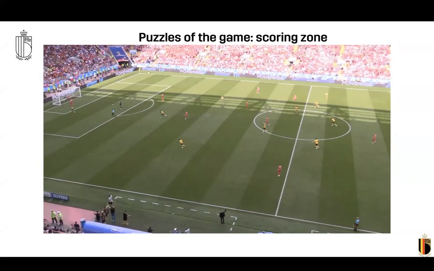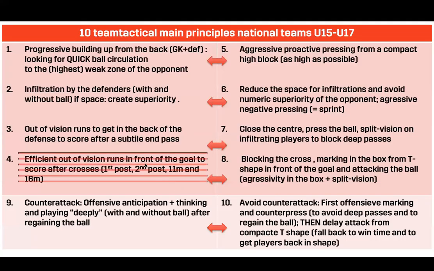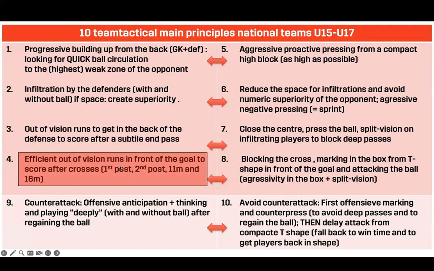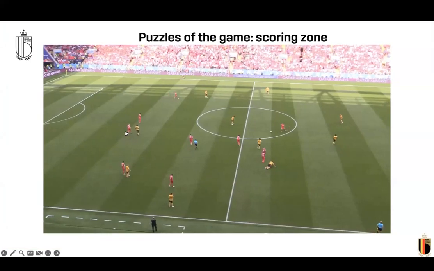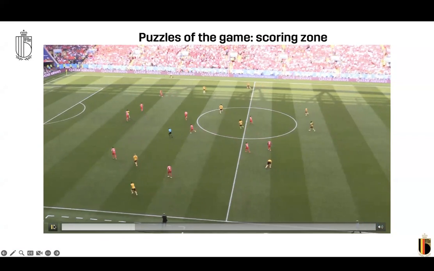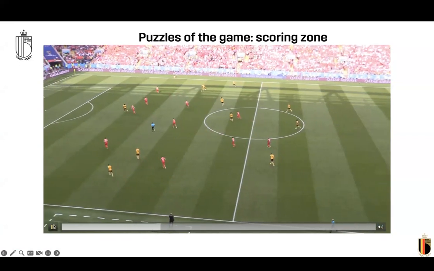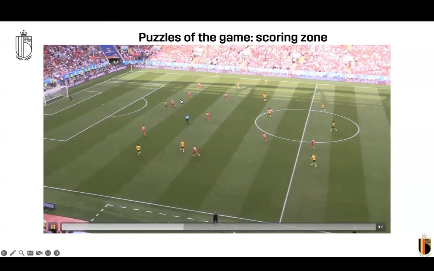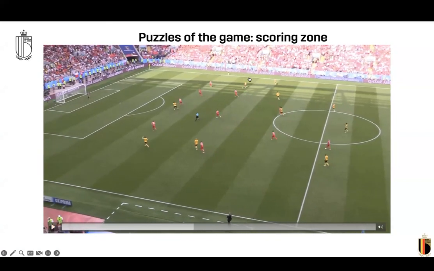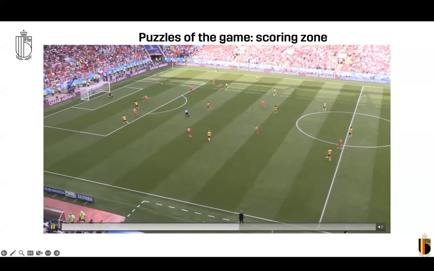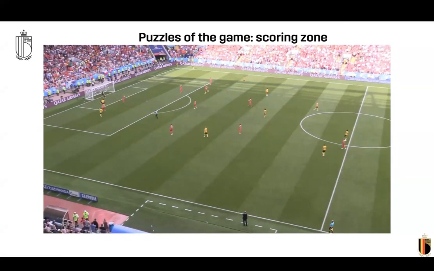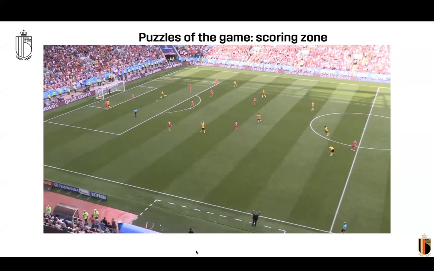So these are number four, the runs in the box. How do we want our strikers to take position in the box? And what's also here, it's about finding the blind zone of the defender. Watch, the central defenders are watching the ball. We want the player to get in his back. And this is what happens here. The defender doesn't even know that the striker is in his back. I show you again.